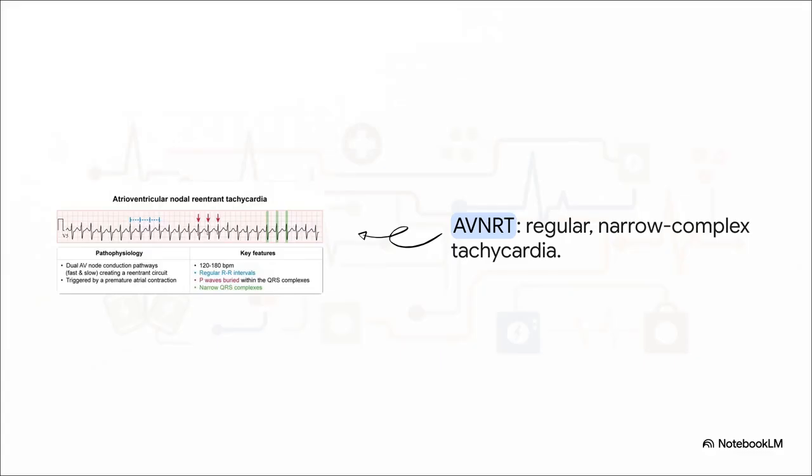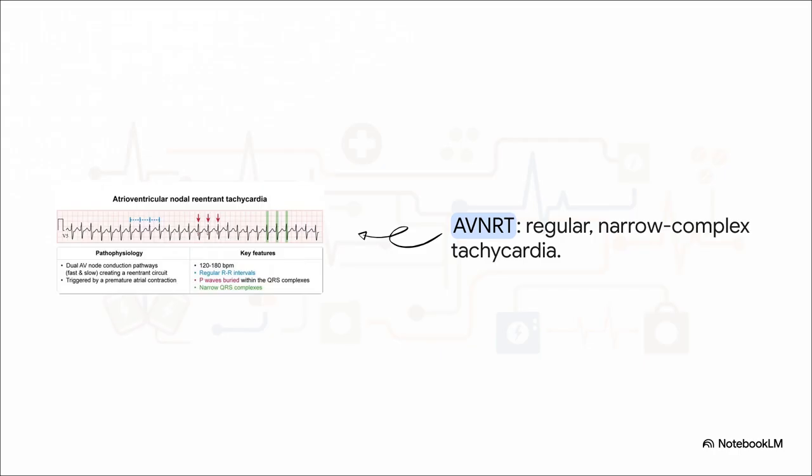This is your classic, regular, narrow complex tachycardia, typically cruising along at 120 to 180 beats per minute, with those P waves buried right inside the QRS. In a hemodynamically stable patient, your next best step is vagal maneuvers. Think Valsalva maneuver or carotid sinus massage.